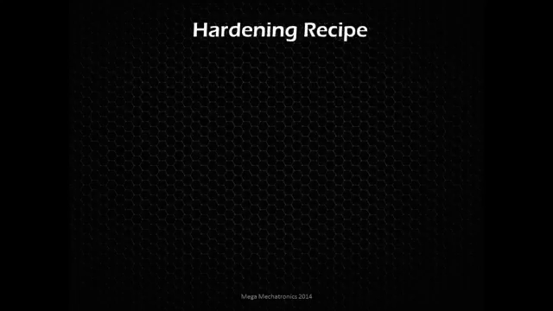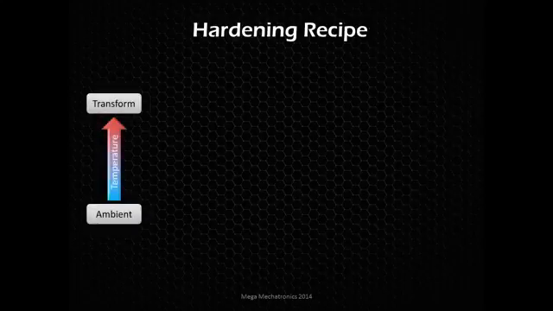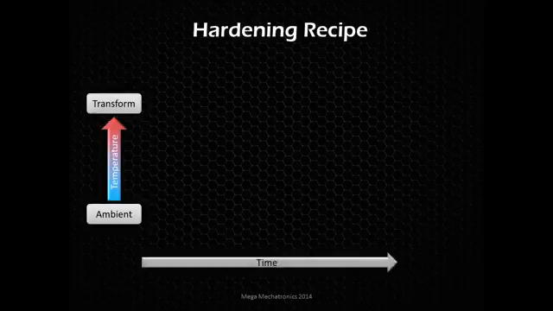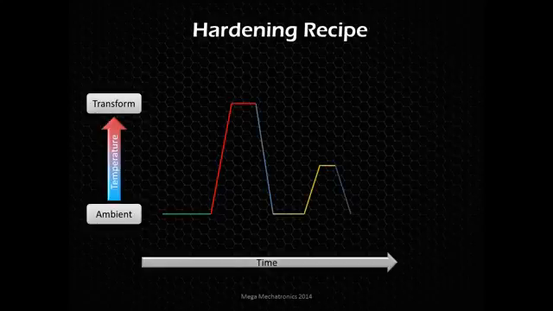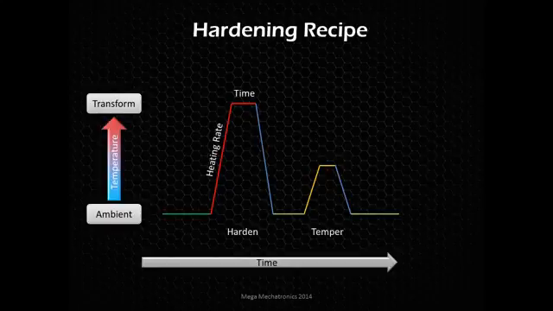And the hardening recipe is very important, the time and temperatures that the material sees during the hardening process. So let's look at the scale here from ambient temperature up to transformation temperature, which could be 1600 degrees Fahrenheit for certain steels, but it all depends on the alloying elements, and then that versus time. So we heat it up, quench it, and then we'll do a little temper here. So the heating rate's important. The time at temperature depends on the thickness of that material and, of course, the alloying elements in it.